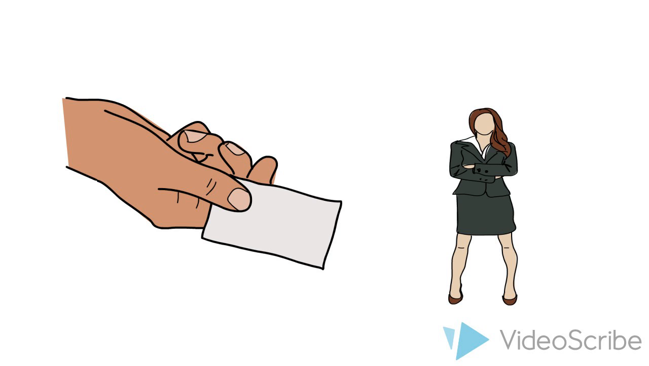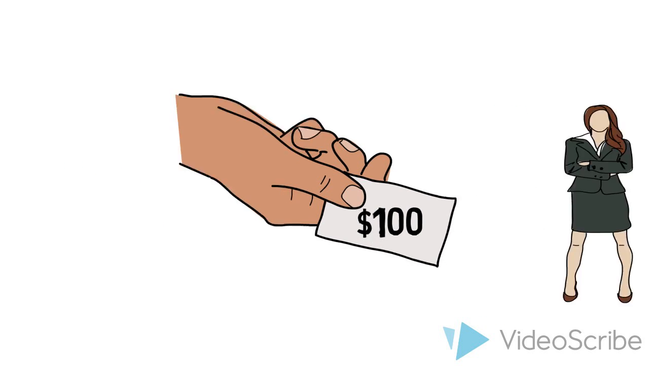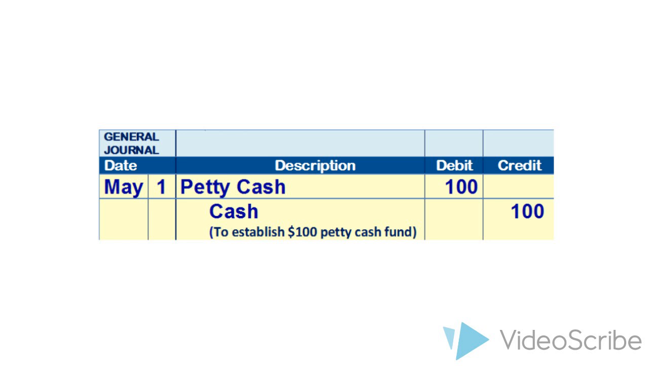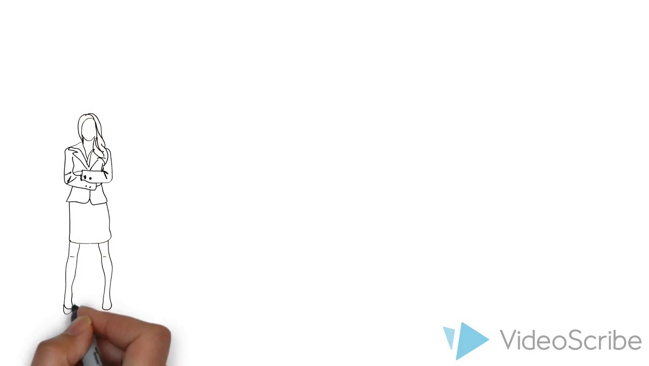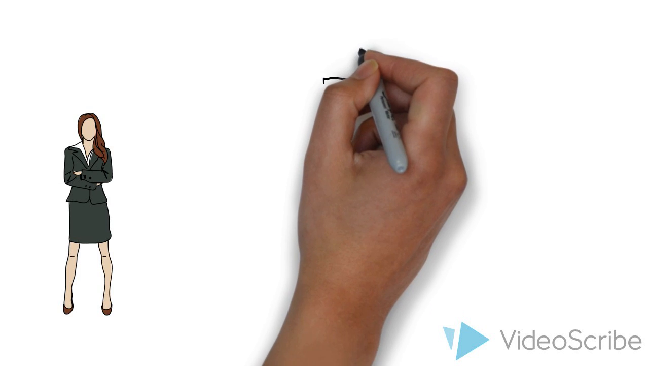Now suppose Mary here, the custodian, receives $100 from her company to establish a petty cash fund. On the exact date, Mary would record this entry. Now petty cash is an asset account, so it increases while the cash decreases. Say for example, at the end of the month, Mary spends a total of $85 out of her $100 allocated petty cash fund on various items such as postage and office supplies.